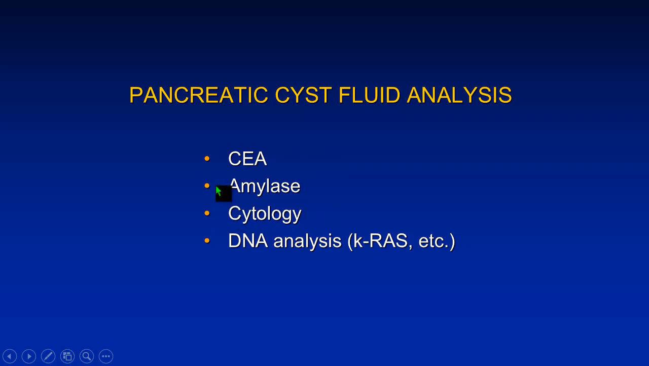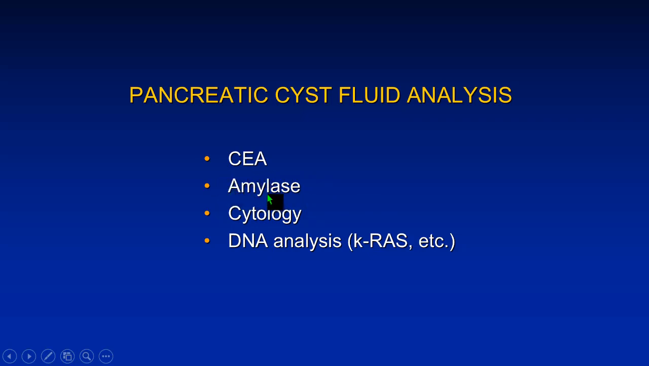And these are helpful because it has been shown that a high CEA is associated with mucinous lesions as compared to serous lesions. Now, CEA doesn't tell us whether or not a lesion is malignant. It will just give us information about whether we're dealing with a mucinous versus a non-mucinous lesion. And amylase is helpful as well.